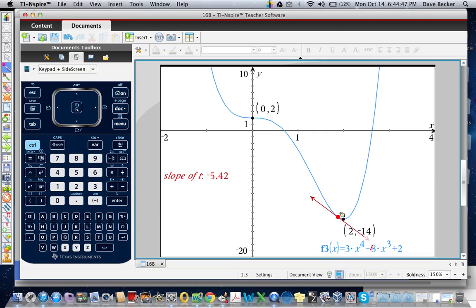And then the function hits 2, the derivative is 0, and then the derivative changed to positive, and so the function is increasing. So you can clearly see here that our function is decreasing from negative infinity all the way to 2, and then it's increasing from 2 to positive infinity.